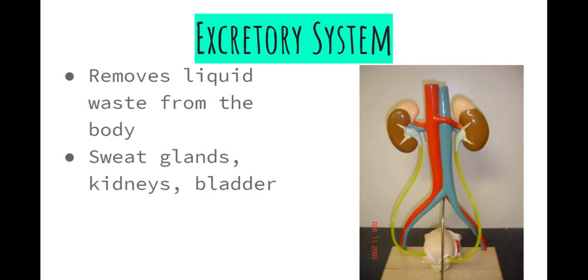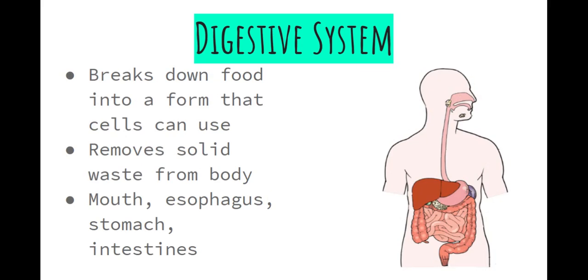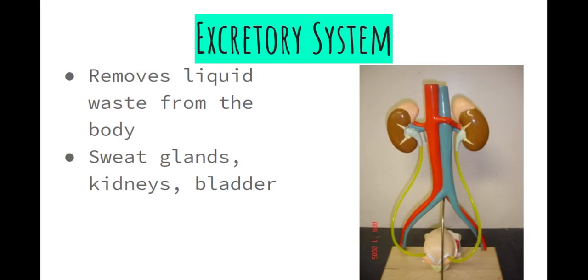The next one we'll look at is the excretory system, and it removes liquid waste from the body. So that is different. If you look at the digestive system, it says it removes solid waste. Your excretory is the liquid waste. So that's two separate things. Some organs could be your sweat glands, your kidneys, and your bladder. So usually people think of the kidneys and bladder when they think about getting rid of liquid waste, but you forget about the sweat glands.